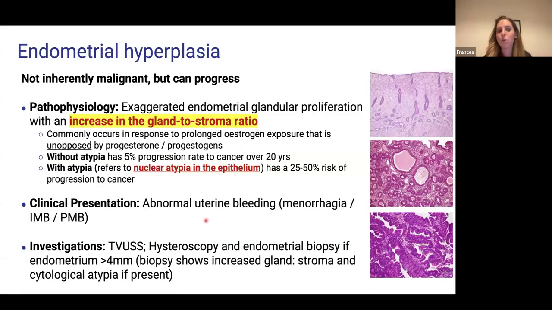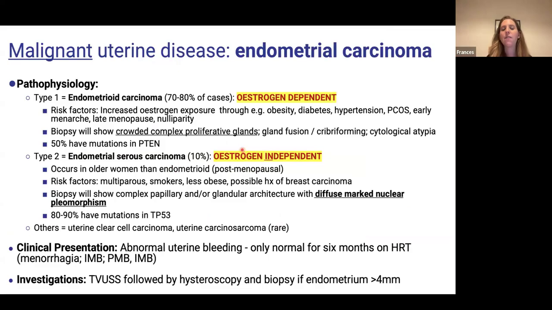And so this is going to present with your classic uterine symptoms: abnormal bleeding, intermenstrual bleeding, postmenopausal bleeding, and so on. And you would basically do hysteroscopy and a biopsy. And you're really looking for a thickened endometrium, which is going to tell you that there's likely to be some hyperplasia, if not cancer. And then obviously this can progress to endometrial carcinoma.